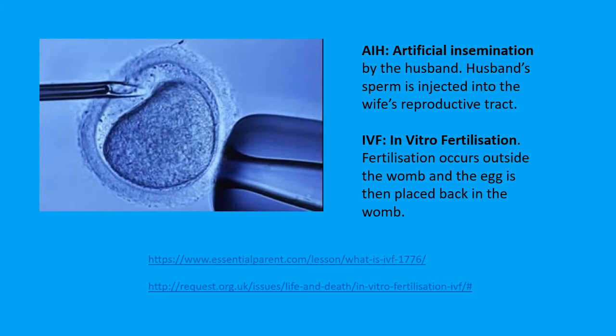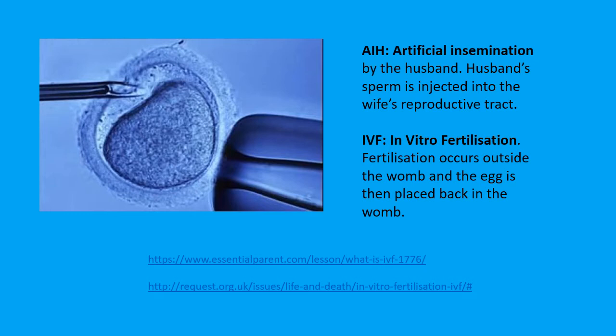For some reasons why people can't get pregnant, AIH is not possible. So in that situation, fertilization occurs outside the womb and the egg is replaced. In other words, they take an egg and a sample of the husband's sperm, and they inject the sperm into the egg, and that will fertilize the egg. The embryo will start to develop outside the womb, and then at a certain stage they replace it into the womb, and then the baby grows in the womb. So that is IVF.